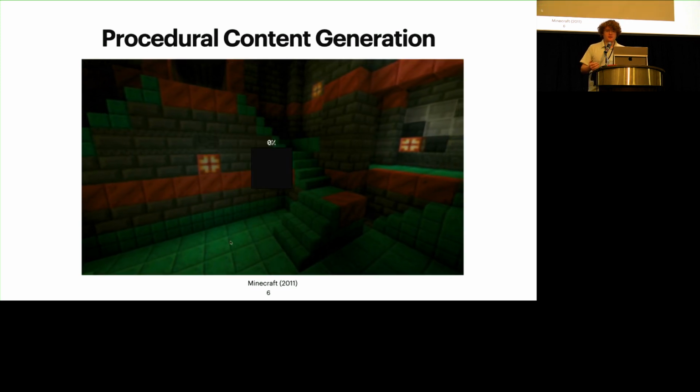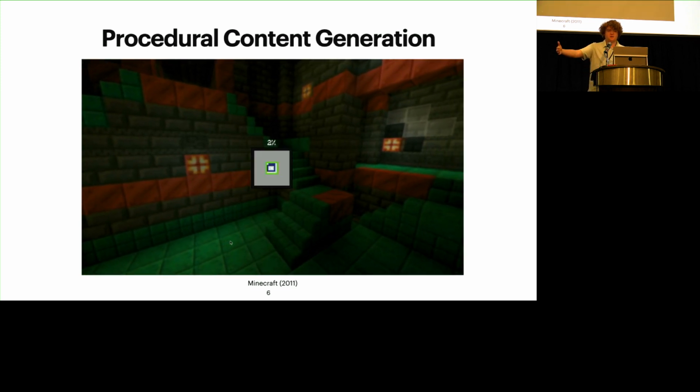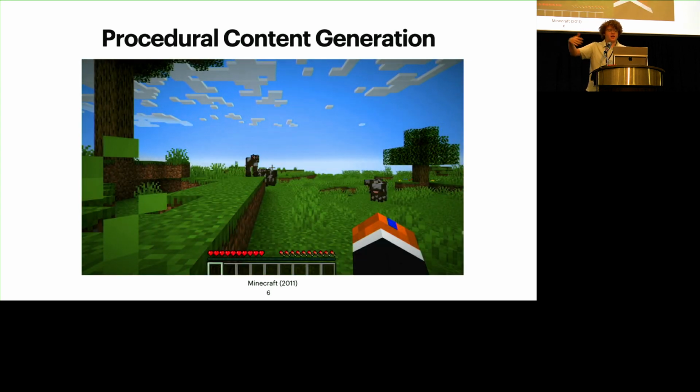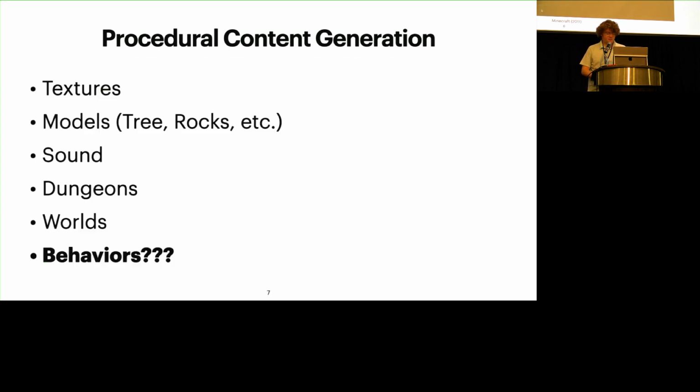And the upshot of this is that now every time anyone starts a new world in Minecraft, they get a completely new world, and they can walk as far as they want in any direction, and it keeps generating. So Minecraft came out in 2011, but PCG has been a big thing since at least the 80s. And in that time, game developers have figured out ways to procedurally generate lots of stuff. So they can generate textures, models, sounds, dungeons, entire worlds in the case of Minecraft. But the one thing that's been historically difficult is behaviors.